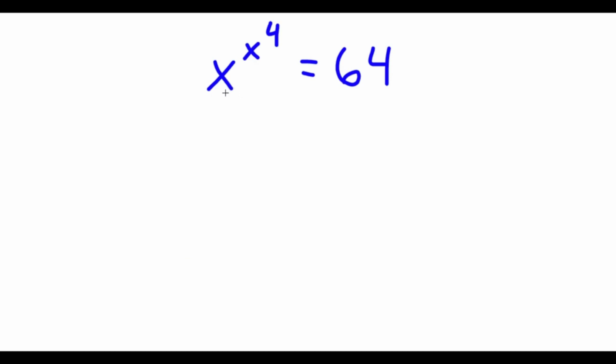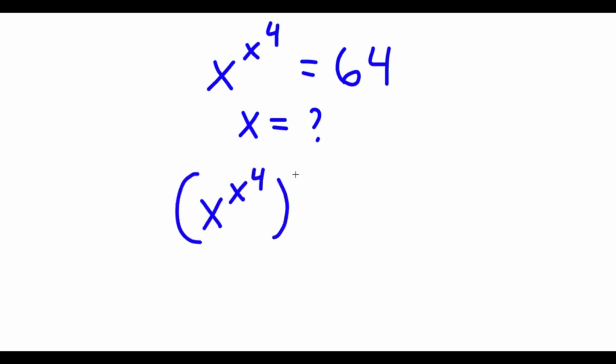Alright, so in this problem, I have x to the power of x to the power of 4 is equal to 64. So I need to find the value of x here. So for my solution, I'm going to first start by taking the power of 4 on both sides. So now I have x to the power of x to the power of 4 to the power of 4 is equal to 64 to the power of 4.